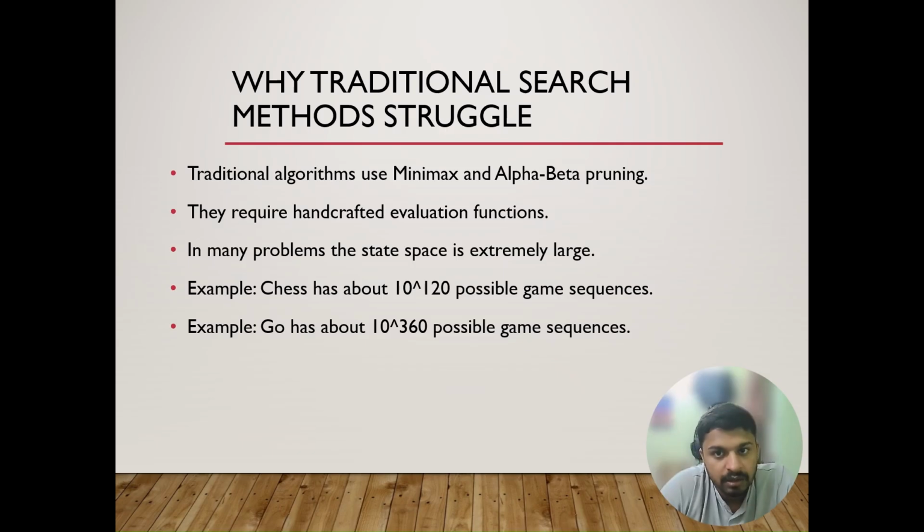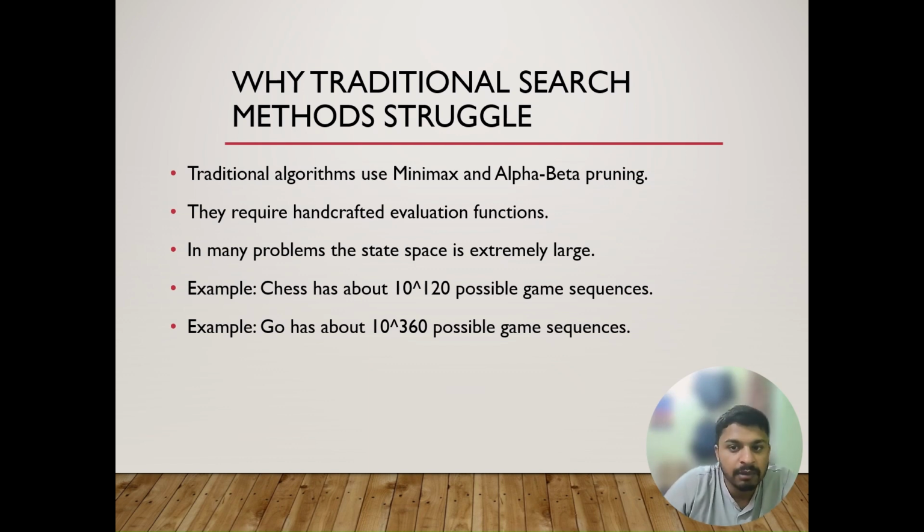The basic idea of the min-max algorithm is that it tries to simulate the future moves, assuming both players are playing optimally. It explores the game tree to a certain depth and then uses an evaluation function to estimate how good each position is. Alpha-beta pruning improves this process by eliminating branches that cannot influence the final decision, allowing the algorithm to search deeper. These techniques work very well for games like chess. However, they face some major challenges.